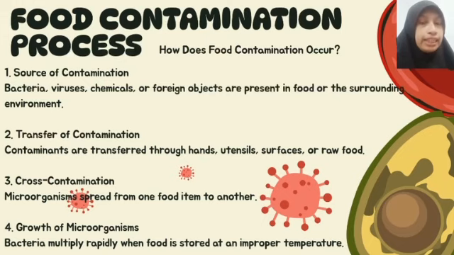Okay, for the explanation of the process of food contamination, how does it occur? First, source of contamination: bacteria, viruses, chemicals or foreign objects are present in food or the surrounding environment. Second, transfer of contamination. Contaminants are transferred through hands, utensils, surfaces, and raw food. Third, cross-contamination. Microorganisms are spread from one food item to another. And last, growth of microorganisms. Bacteria multiply rapidly when food is stored at an improper temperature.